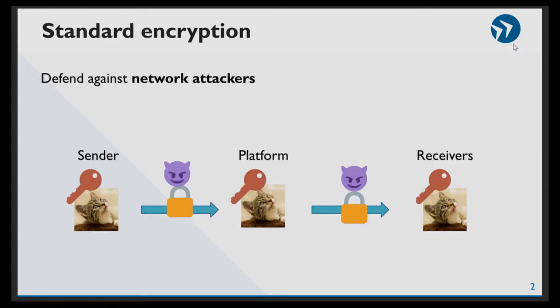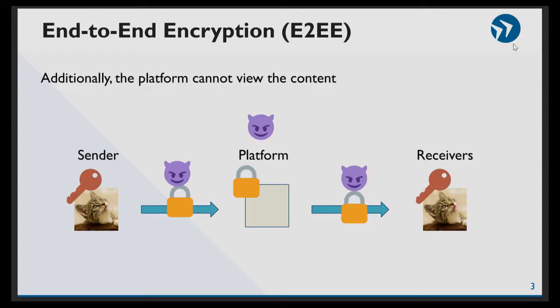This is the standard encrypted setting where I am sending some content via a platform to some other person. And although that information is encrypted in transit, so defended against network attackers, in the standard encrypted setting, the platform also has the keys to read that material, whereas in end-to-end encryption, the platform does not even have the keys necessary to read that content.